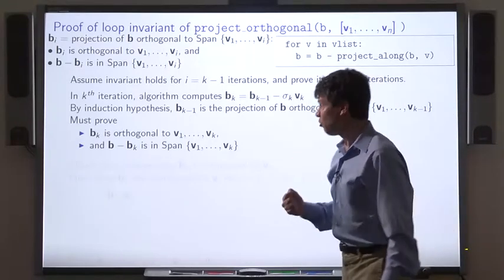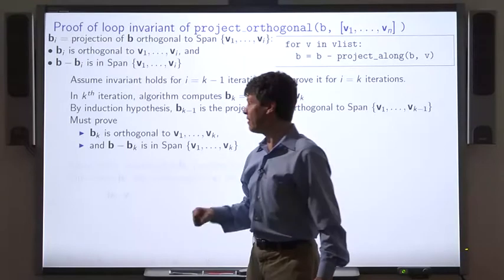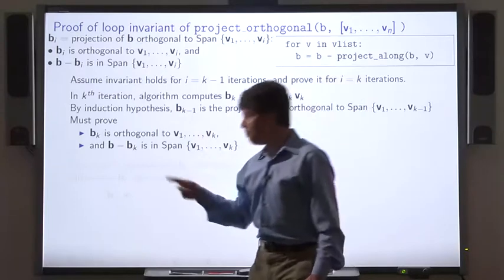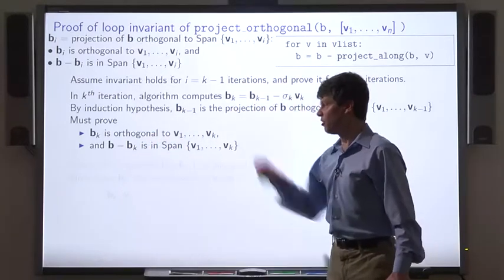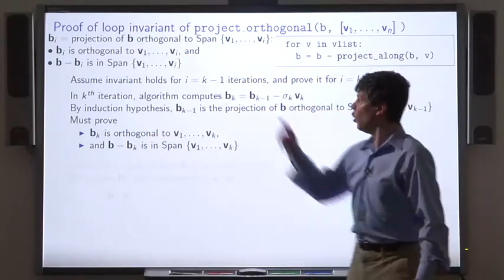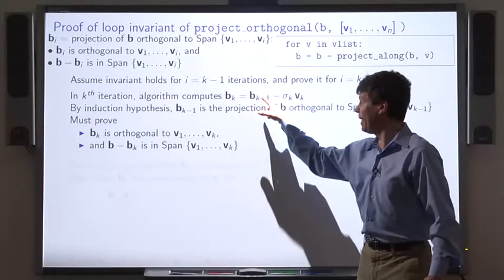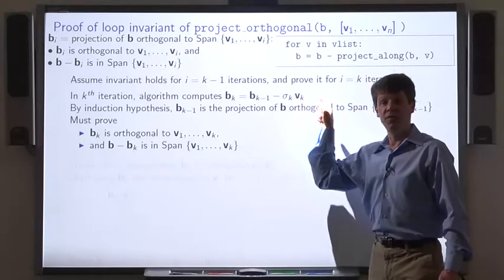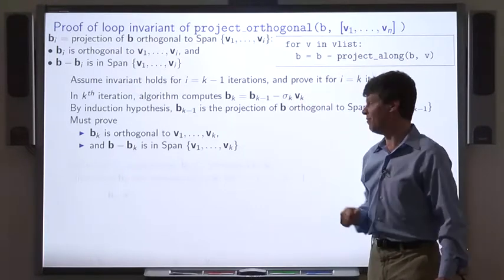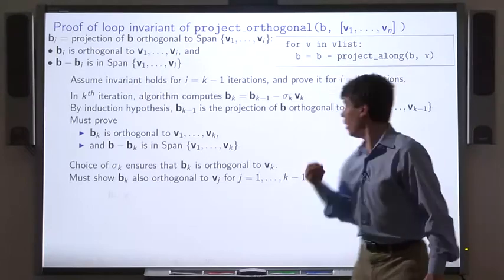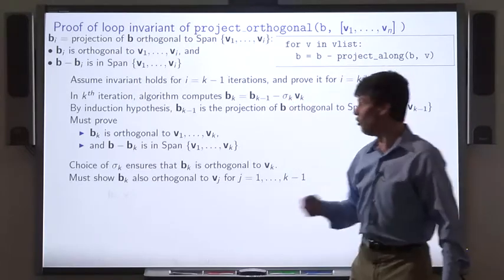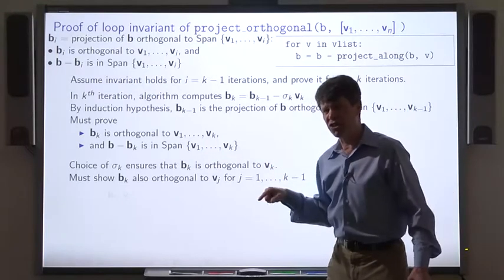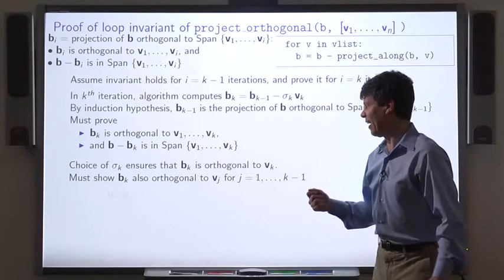What we have to prove is that bk, the next iterate, is orthogonal to the first k vectors, and b minus bk is in the span of those first k vectors. We computed bk from bk minus 1 by subtracting off the appropriate multiple of vk, the kth vector in VList. The multiplier was chosen to ensure that bk was orthogonal to vk. But what about all the vectors in VList that occur before vk?